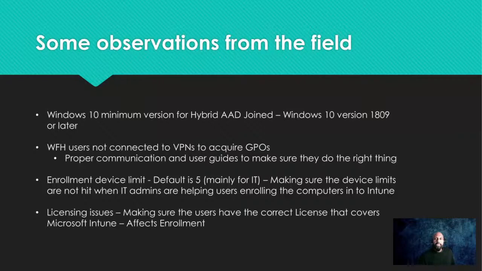And if your IT team is helping the users to get the devices enrolled, make sure the enrollment device limits are set properly. By default, it's 5 per user, but you can set up a group for the IT team and change the device limits accordingly. And also, obviously, the licensing issues. The user who is enrolling the device should have the proper license. Ideally, the license should cover the Microsoft Intune part.